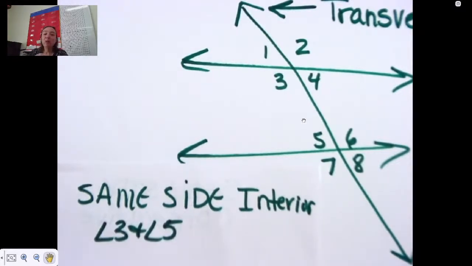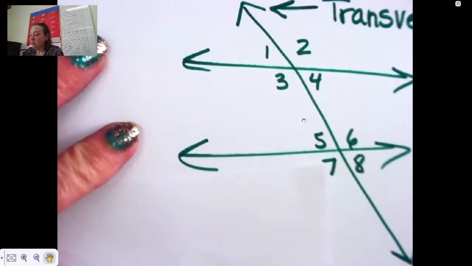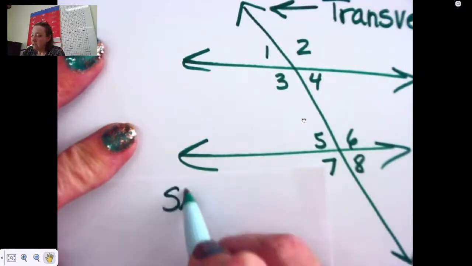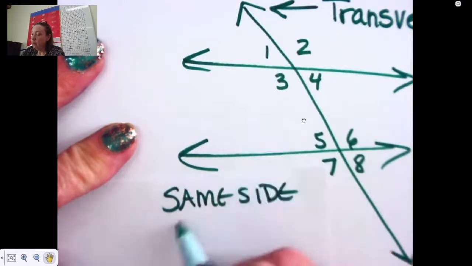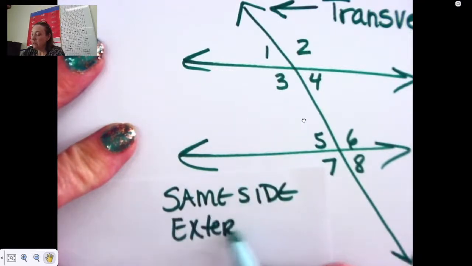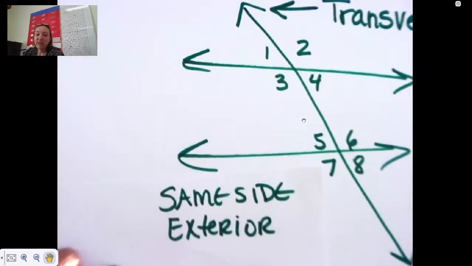Are they the only ones that are same side interior? 4 and 6 are also same side interior. So those are angle pairs that have this relationship to each other. Okay? All right. So we did same side interior. What about same side, or what's the other word for it? Well, we're going to do exterior, yes, but what's the other word for same side? Consecutive. So same side or consecutive exterior.